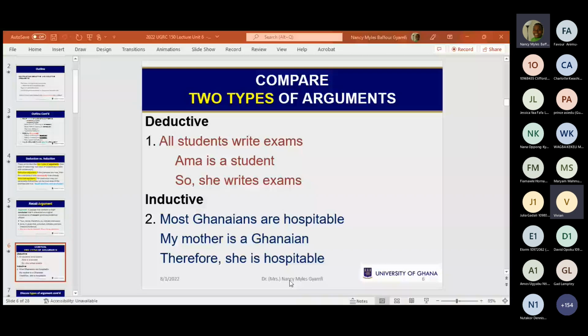I want a chorus answer. The lecturer is a man. Very good. It's a man. Very good.